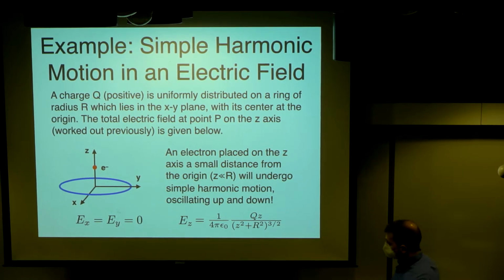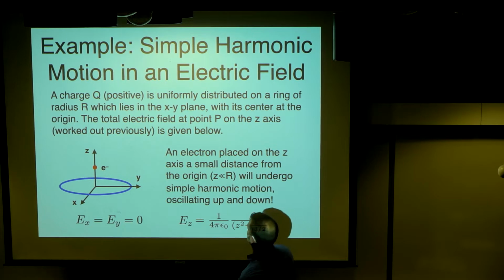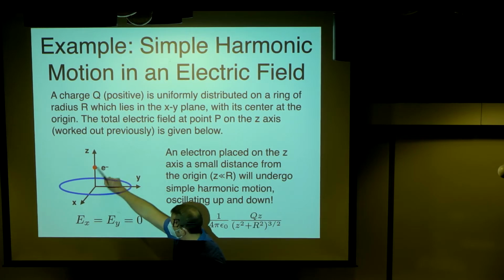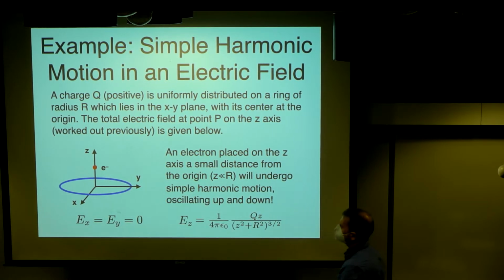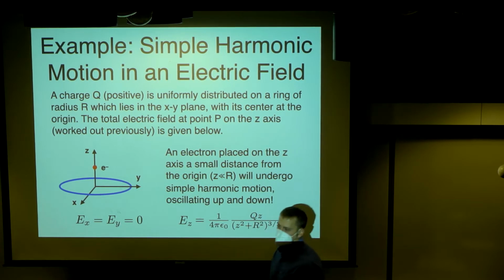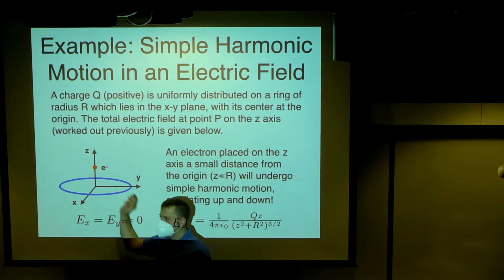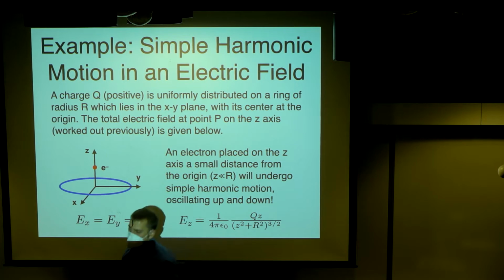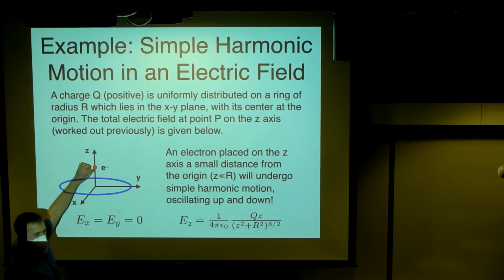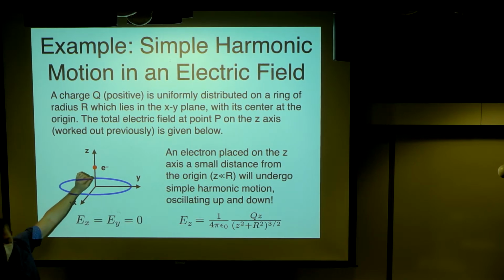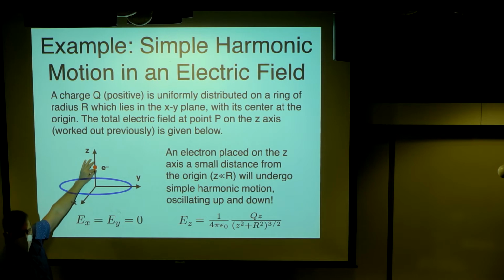So now, let's suppose that we put an electron on the z-axis right here. And we're not going to put it very far away from the ring. We're going to put it relatively close to the ring. So what do I mean by that? z is going to tell us where the electron is located. So if z equals 0, it's right here at the center of the ring. If z is positive, it's up here. And if z is negative, it's down here somewhere.